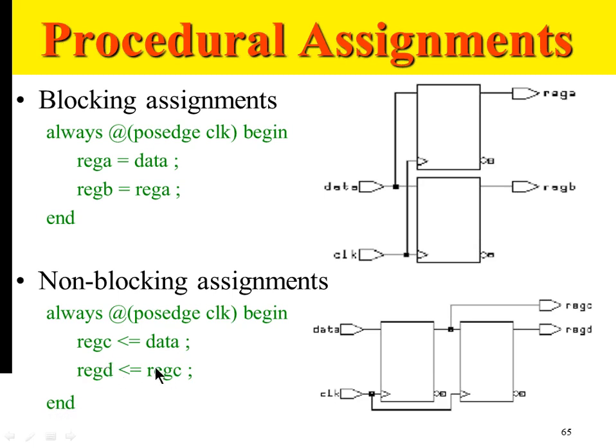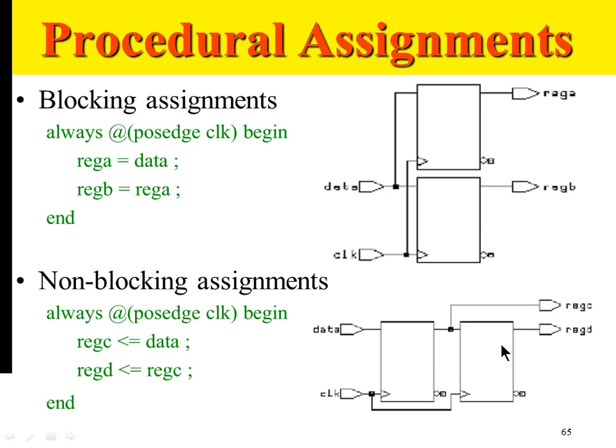But what is the reg C value at that time? It's the old reg C value. It's not the updated value at that time, because the updated value will come to reg C at the end of this always block, because there is some minute delay, which is called a delta delay. Non-blocking means we will not wait here. Go to the next statement, and reg D is scheduled to be updated with the reg C value at the end of the always block. So data will go to reg C at the end of the first clock cycle, and then that reg C value will get updated into reg D on the second clock cycle.